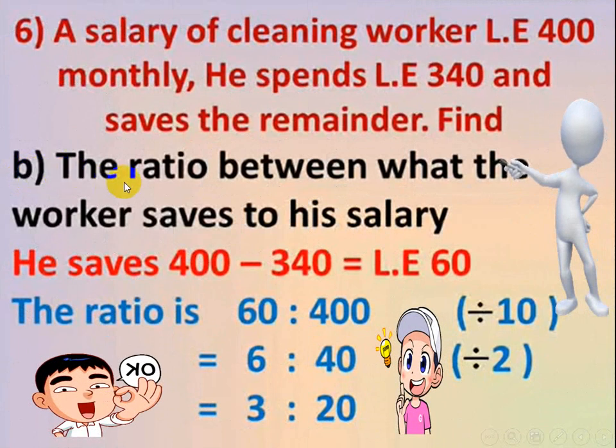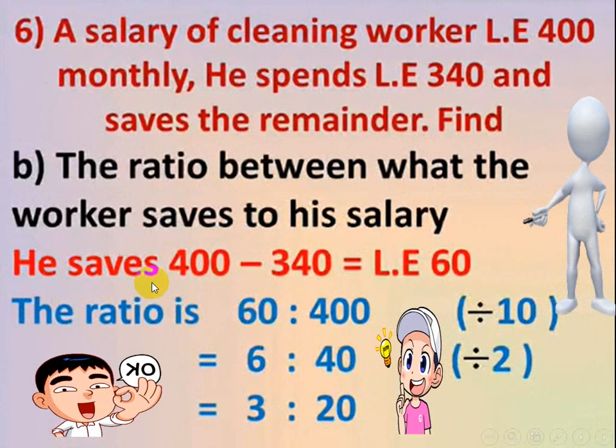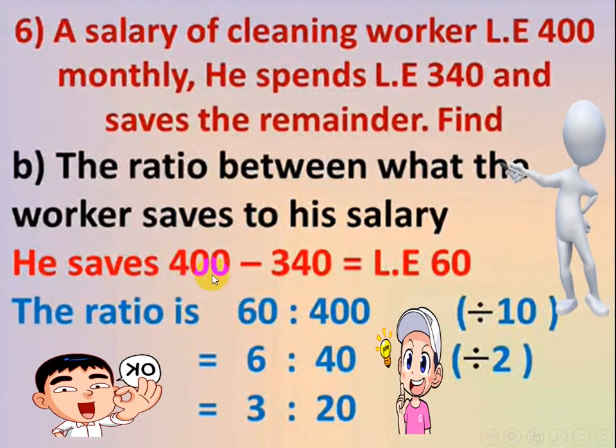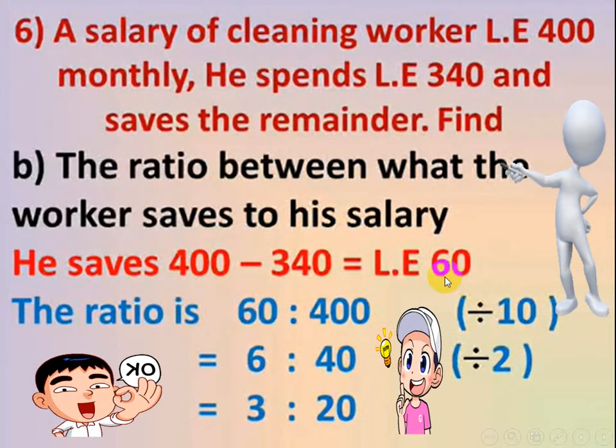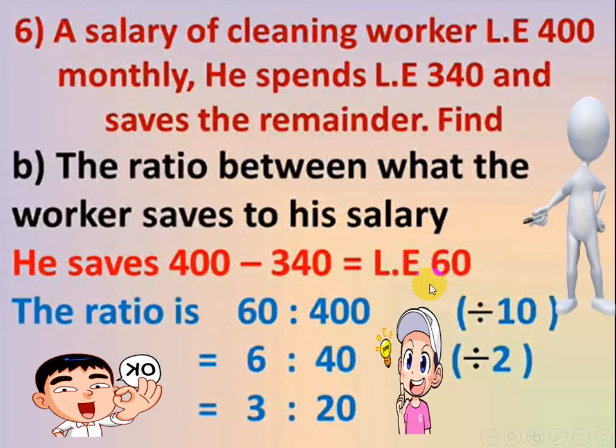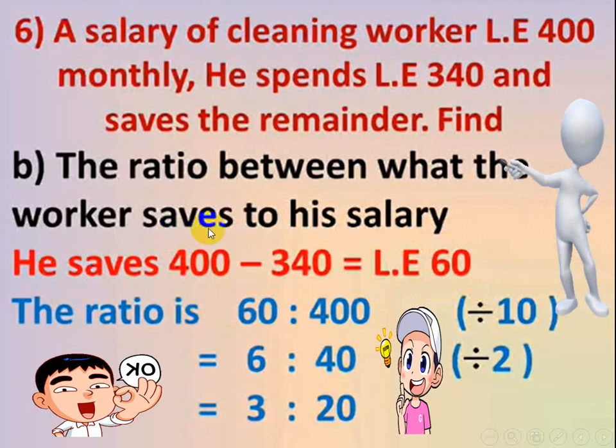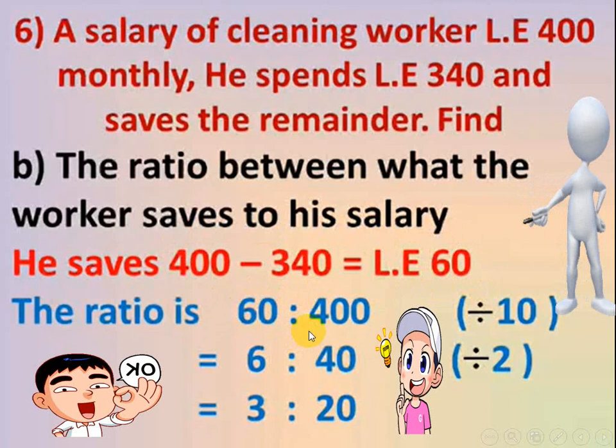Number B, the ratio between what he saves and his salary. He saves from 400, the whole salary. He spends 340 out of it. So he saves 400 minus 340, so he saves 60 pounds. The ratio between what he saves and his salary: he saves 60 pounds out of the whole salary, which is 400.